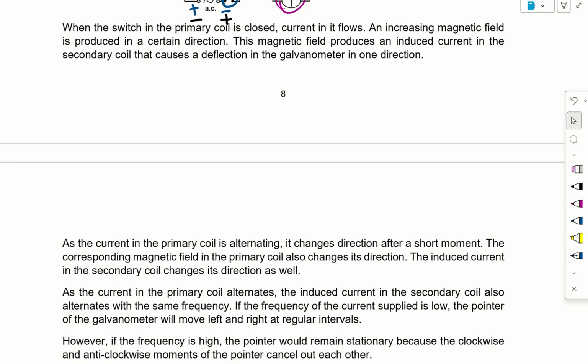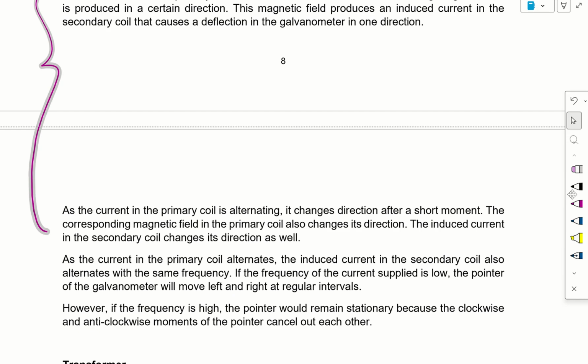Okay, so this is like what is being said over here. As the current in the primary coil alternates, positive on left, negative on right, and then half a cycle later, negative on left, positive on right, because it is an alternating current supply, the induced current will also alternate and with the same frequency.